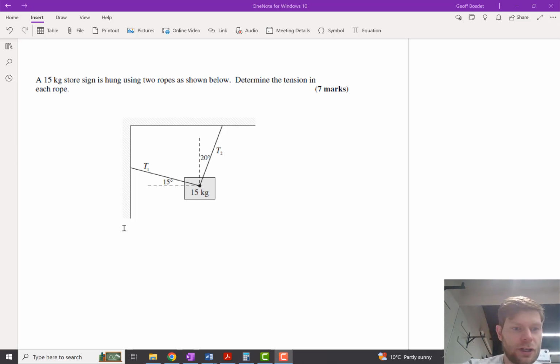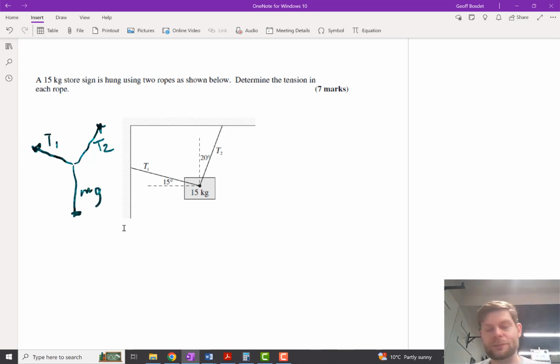We've got our gravity, that's down. We got our T2, that's in that direction. And we got T1, that's in this direction. T1, T2, and mg. Now, the first condition of equilibrium says that our forces have to cancel.